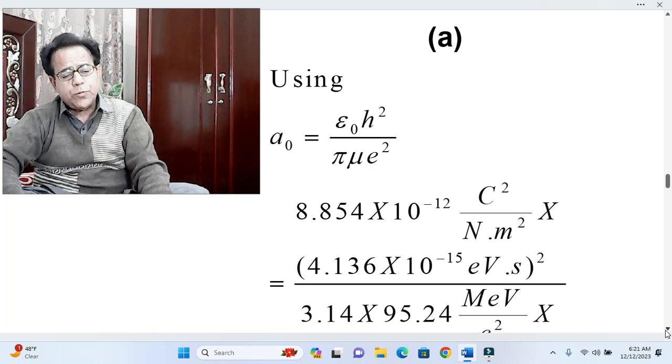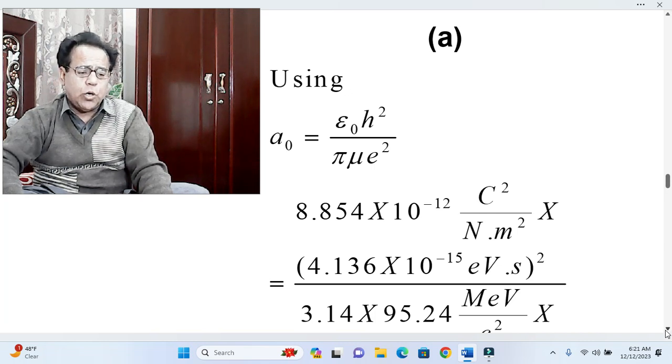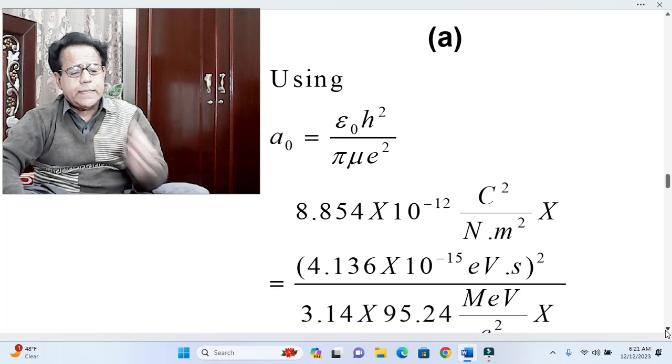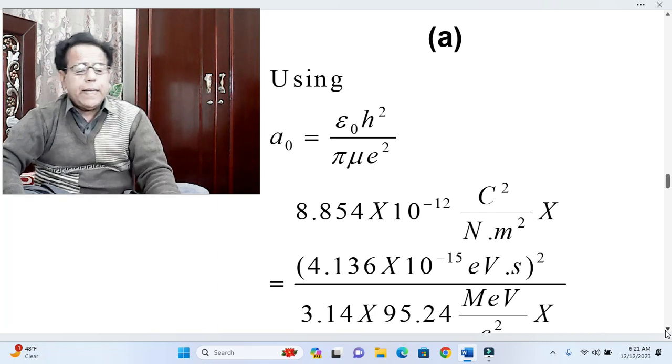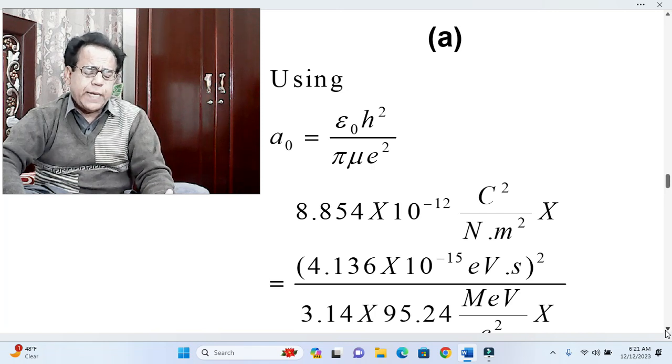Dear students, all these values are known to us. The value of epsilon naught is given in the snapshot in which Coulomb's law was defined. Moreover, the value of Planck's constant h is given in the table which we included as a snapshot. Moreover, the value of pi, we know that pi is 22/7 and it is taken as 3.14. Pi is a very special number. Its decimal representation goes endlessly. It does not terminate at any time.